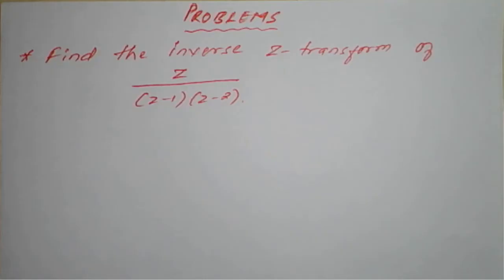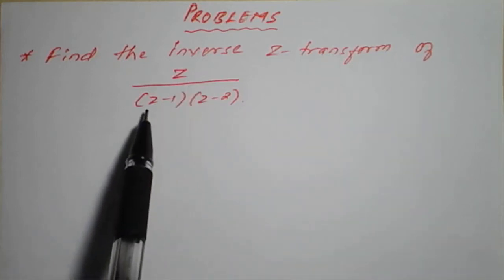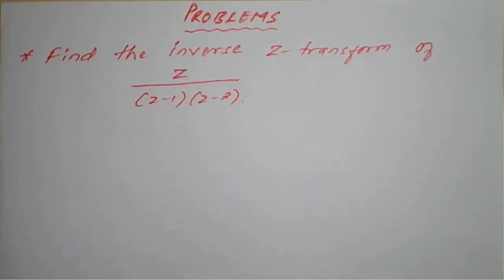Hello students, the problem we'll see is based on inverse Z transform. Find the inverse Z transform of Z divided by (Z minus 1) into (Z minus 2). So this example is completely based on what? I can say that it is in the form of P by Q. If it is in P by Q form, we can solve it using partial fractions. Then we'll see the situation so that it can be easily transformed in terms of n.